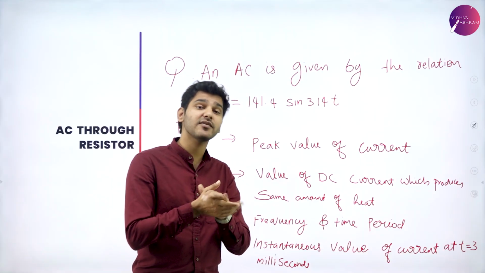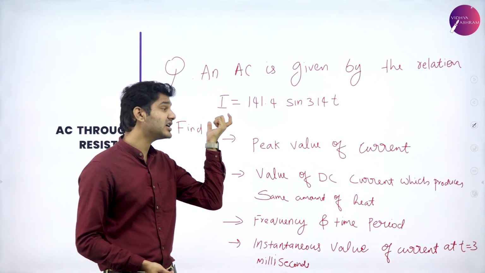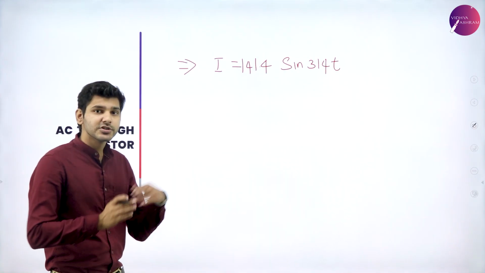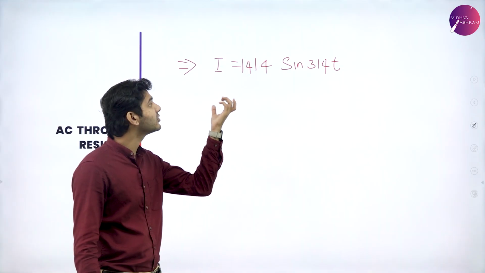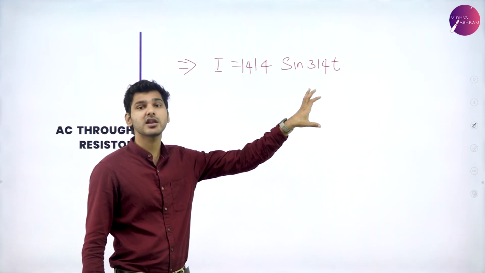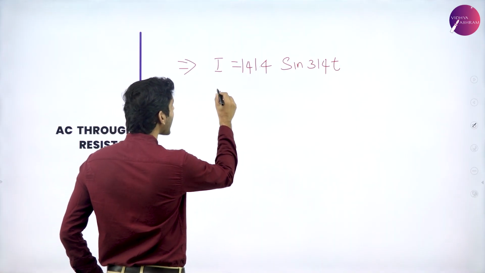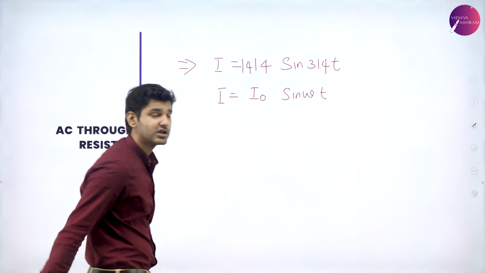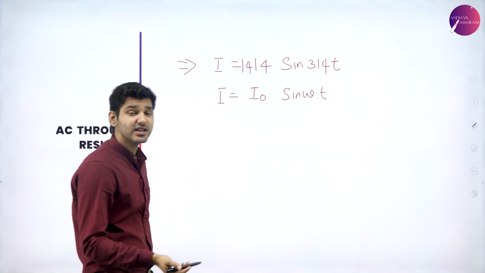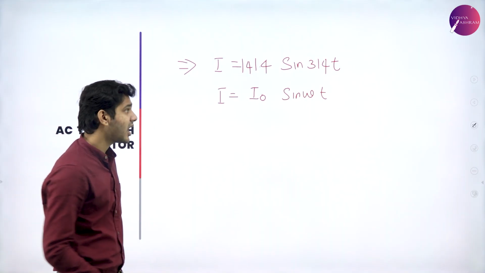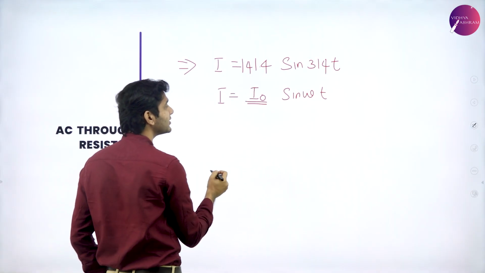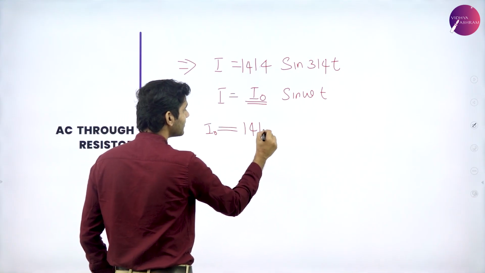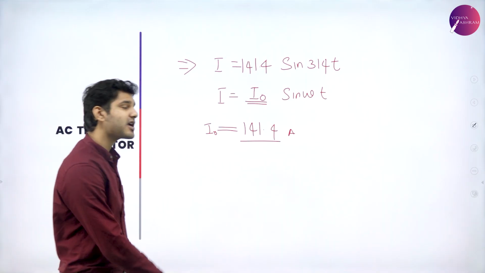It's very simple. The first thing we have to do is write down what is given. So here it is given this particular relation. The given relation is I is equal to 141.4 sine 314t, which resembles our equation I is equal to I naught sine omega t. So it is very clear that the first answer to this question, the peak value of current, is given right here. I naught is the peak value of current, which is 141.4 amperes.